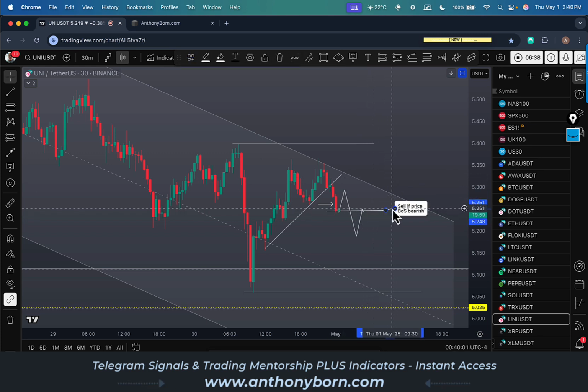Just set that up. There we go. Sell if price breaks structure, bearish here.